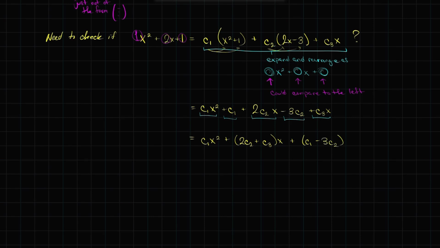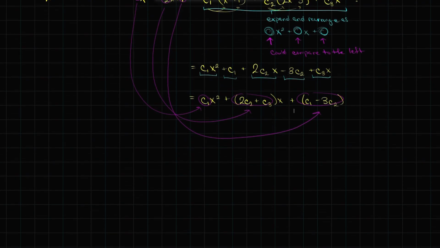This is to my advantage because I can take this 1, which is the term with x squared, and compare it to c1. I can take this 2, which is the term with x, and compare it to 2c2 plus c3. And I can compare the 1, the term all by itself, to the term all by itself. That's where I'm going to extract my system of three equations. This is what it means to read row by row.